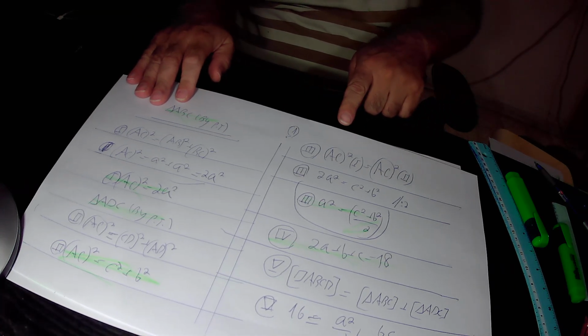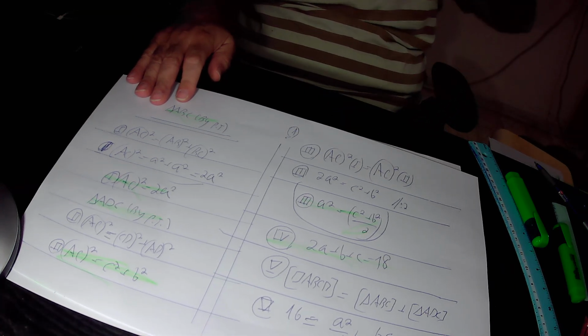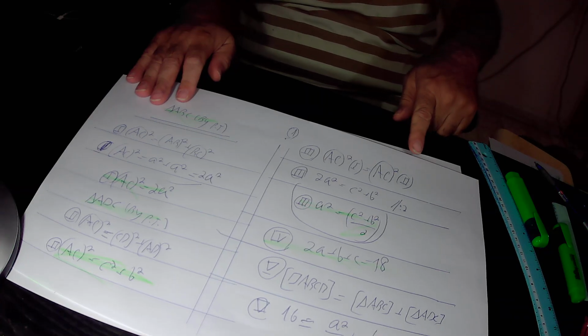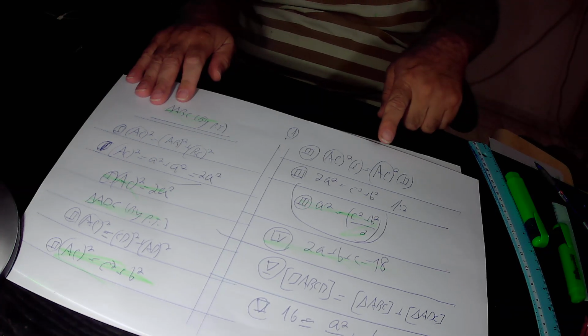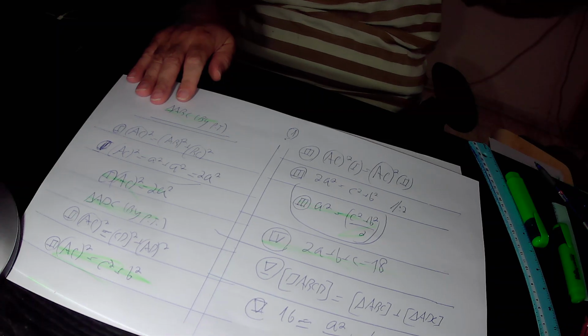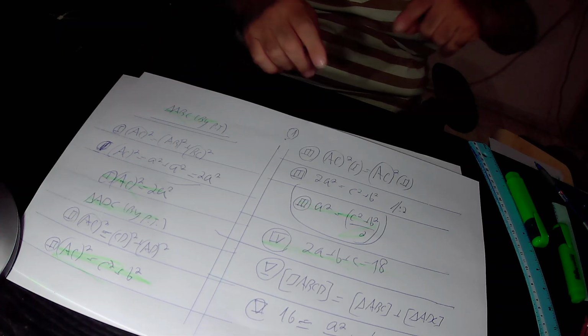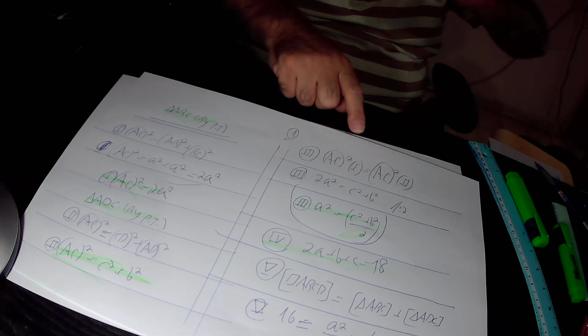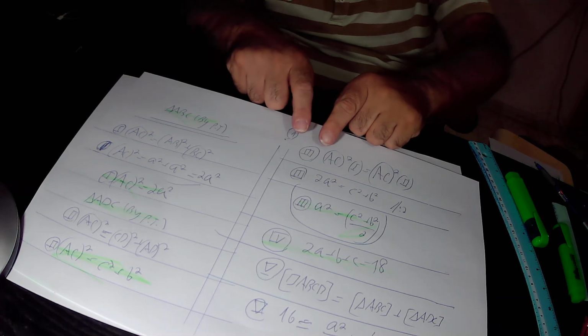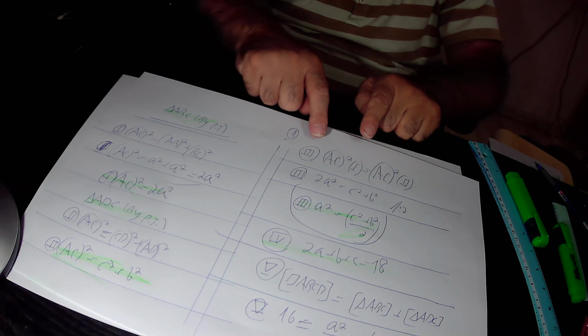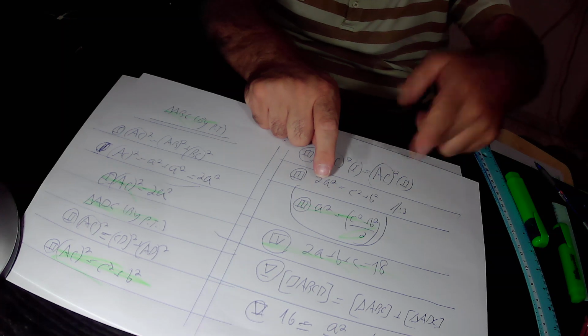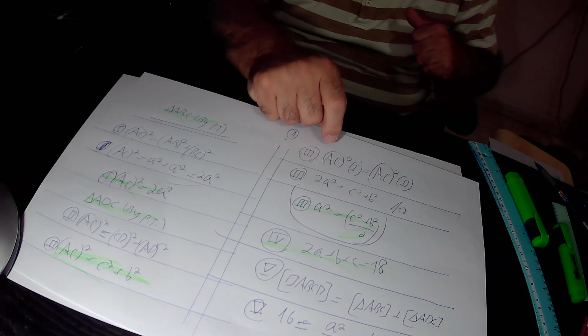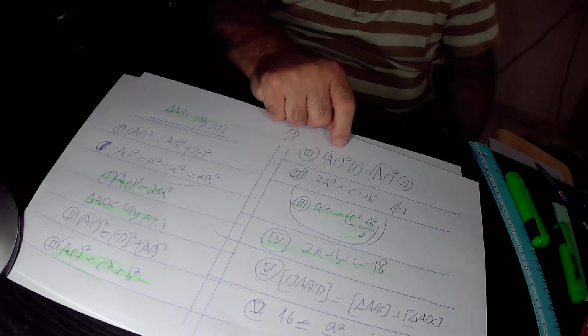So AC squared according to equation 1 is 2A squared, and must be equal to AC squared according to equation 2, which equals C squared plus B squared. So in total according to equation 3, we found out that 2A squared equals C squared plus B squared. Here we divided this equation 3 by 2, and finally found out that A squared equals C squared plus B squared over 2. This is according to equation 3.